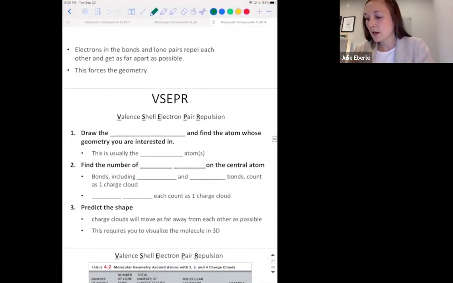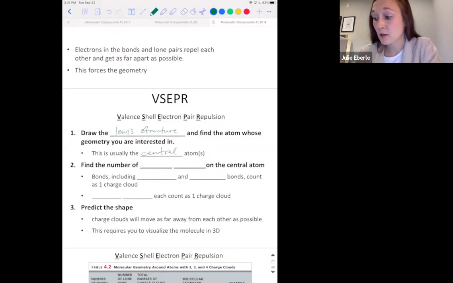All right. Number 1, you're going to draw the Lewis structure. And then you're going to determine what atom am I going to name the geometry for? It's usually the central atom. Atom or atoms, okay? There can be more than one central atom, and we'll look at an example in a little bit. You're never going to name the geometry for a perimeter atom, okay? You might want to take a note on that. We're not naming geometry for perimeter atoms, just for central atoms.